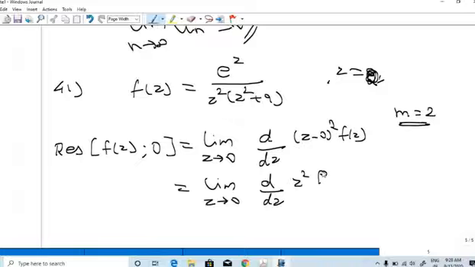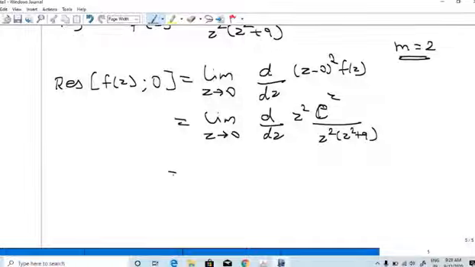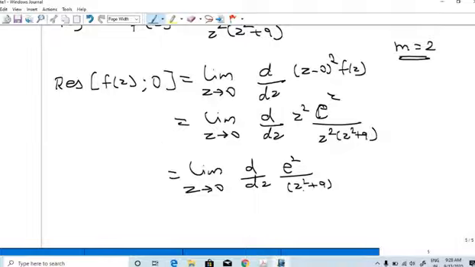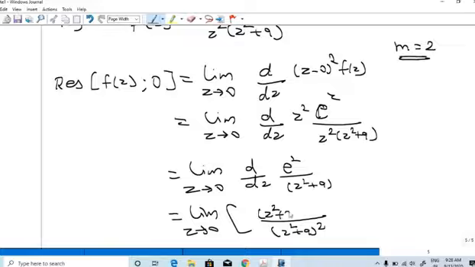What is f of z? e power z by z square into (z square plus 9). Therefore, we can cancel z square. Therefore, we get limit z goes to 0, d by dz of e power z by (z square plus 9). Now you differentiate this by the u by v method. Therefore, limit z goes to 0, (z square plus 9) whole square in the denominator, and in the numerator keep z square plus 9 and differentiate e power z, we get e power z, minus keep e power z and differentiate z square plus 9, we get 2z.